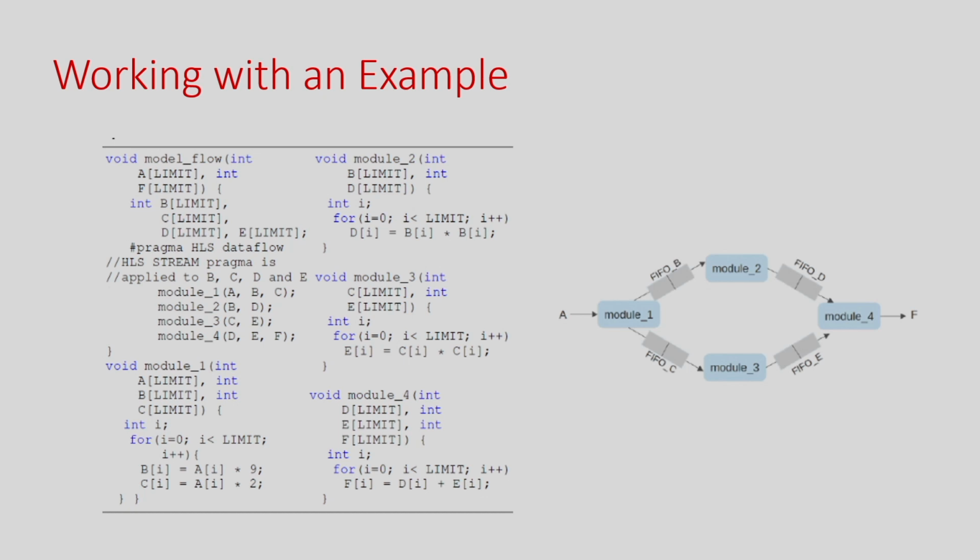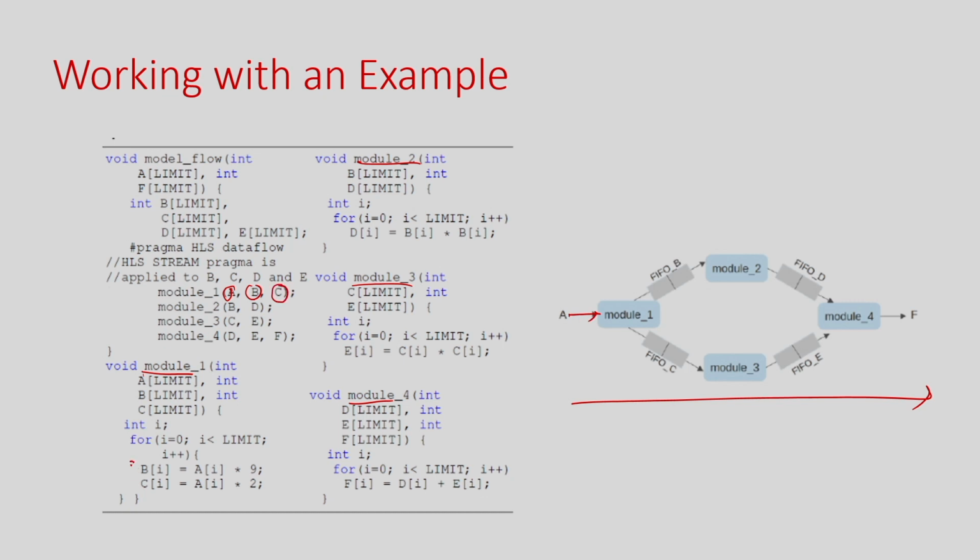Okay. So, let us take the example here. I have taken a little bit bigger example. I have 4 modules: module 1, module 2, module 3 and module 4, and the data flow implementation is like this. Module 1 is taking input A and it is producing 2 data, B and C.